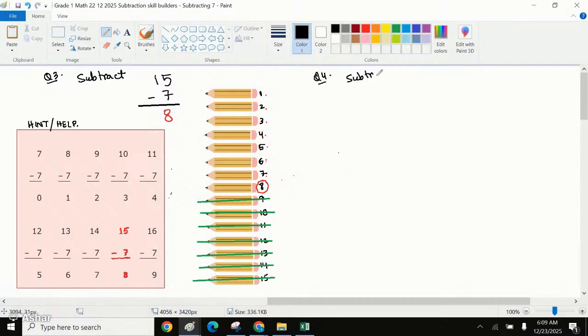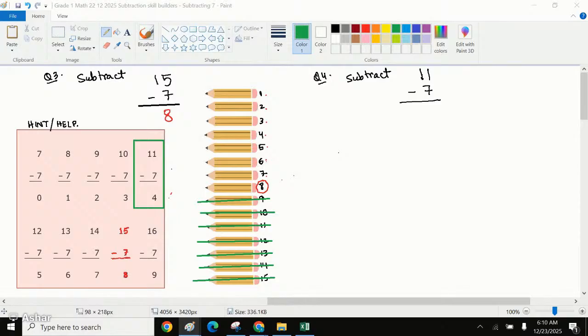Subtract 11 minus 7. Let's see what is 11 minus 7. Let's pick up some objects. We already know we can find 11 and 7 over here. Can we say we can see 11 and 7? So we know that the answer would be 4. We can use the hint and help. We can find the answer. But let's try to prove that our working is correct.